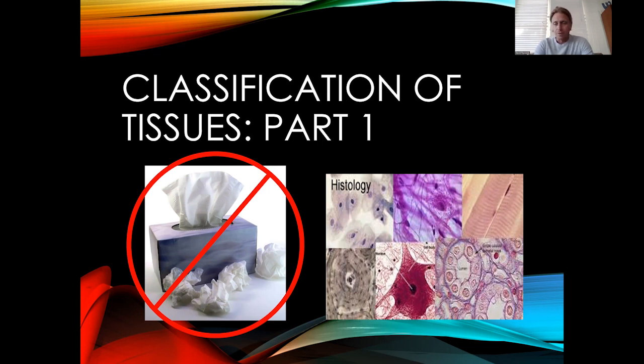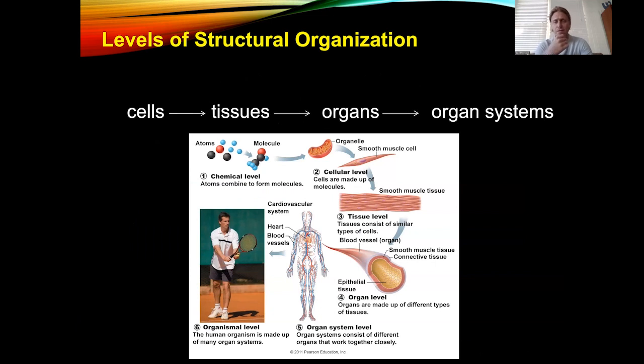All right, so for this video, we're going to cover two major tissue types. We're going to talk about epithelial tissue and connective tissue. But before we get into all that, we should reinforce this whole idea of hierarchy when it comes to biology. We've said it 100 times now, right?